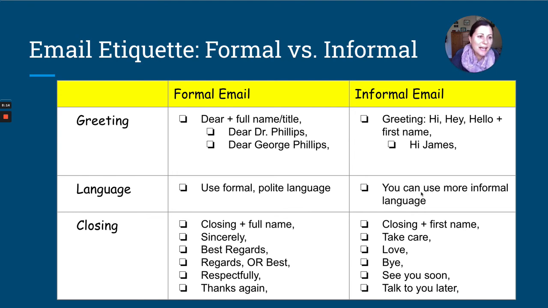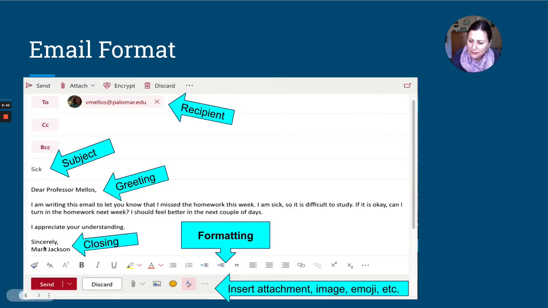But I always like to check my emails no matter who I'm sending it to before I click send. Now the closing. When you close an email, you want to have a closing phrase or word and your full name. Sincerely, best regards, regards, or best, respectfully, thanks again. These are just examples. So you could say sincerely, comma, Vicky Mellows. And the full name usually goes below, underneath. Like here. Sincerely, comma, and then the full name.